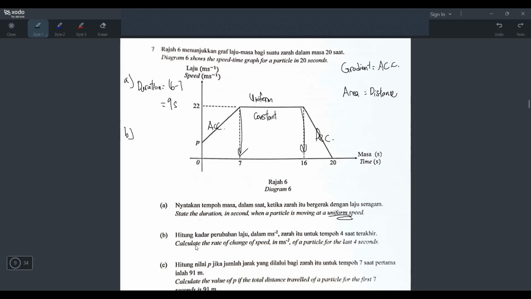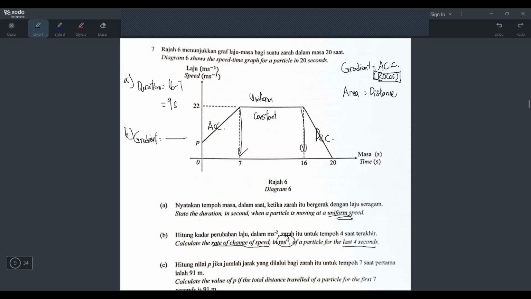What about B? Calculate the rate of change of speed in meter per second square of a particle for the last 4 seconds. Rate of change of speed. You remember I teach this in class? Rate of change of speed is the other name for acceleration. Correct? So what you will do, you will use gradient to find it, because I want acceleration.